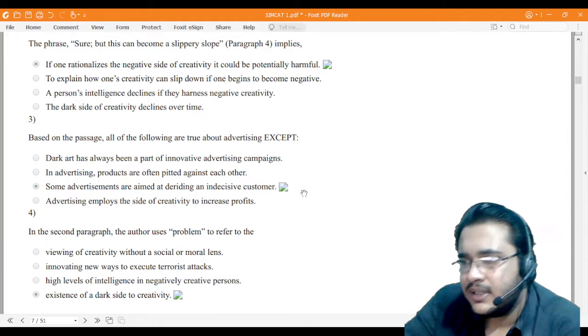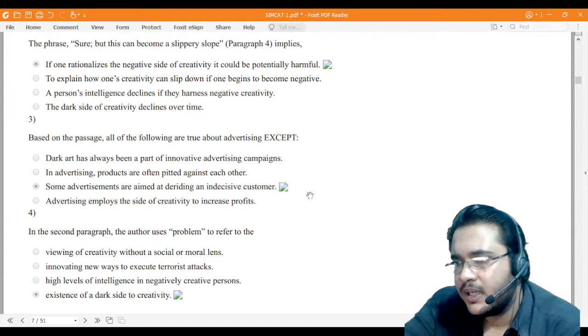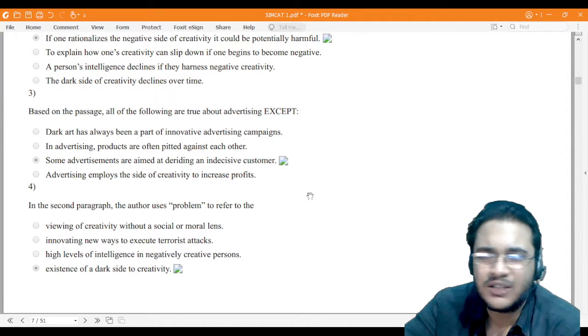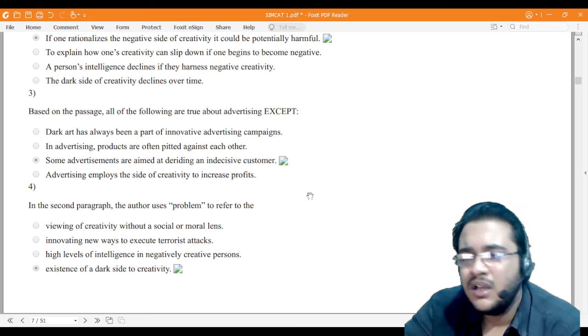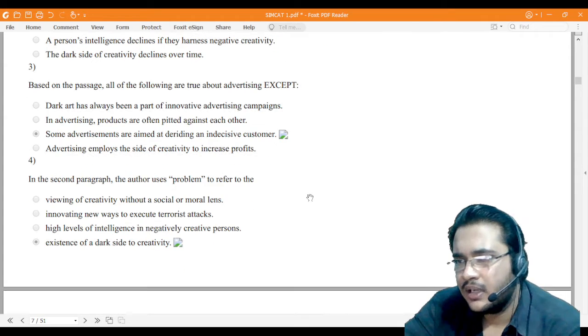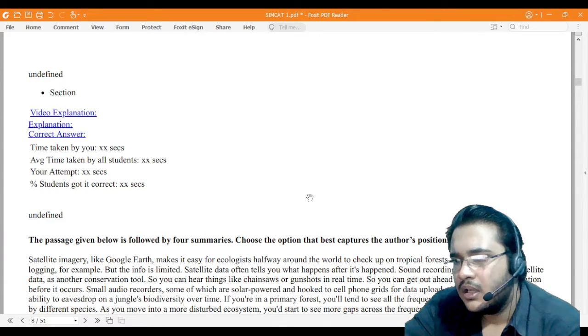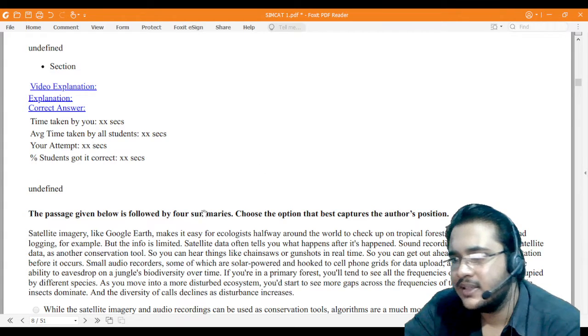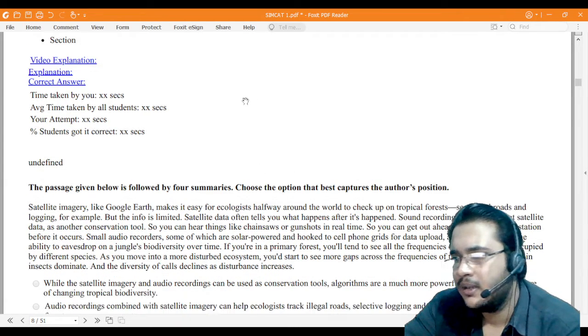In the second paragraph, question number 4, the author uses the problem. So this is a direct question. You can go back to the second paragraph and answer this question. Okay, that's it. And this is basically a summary type.